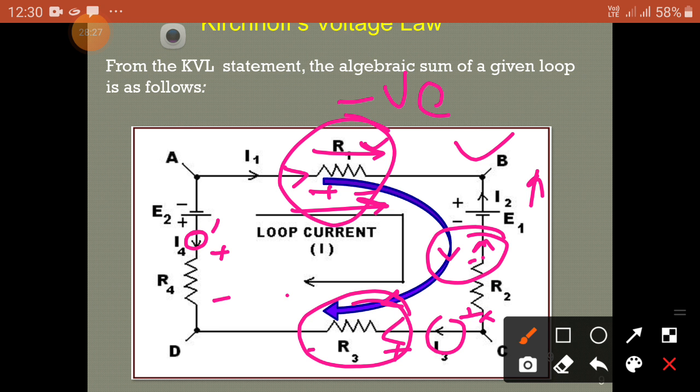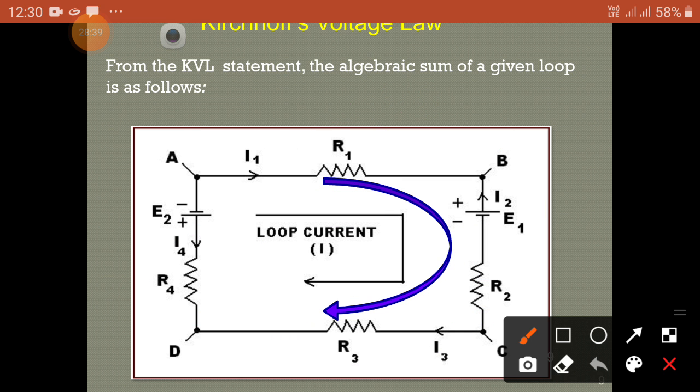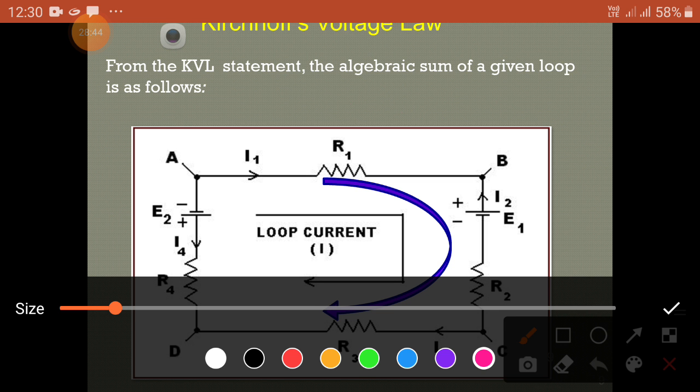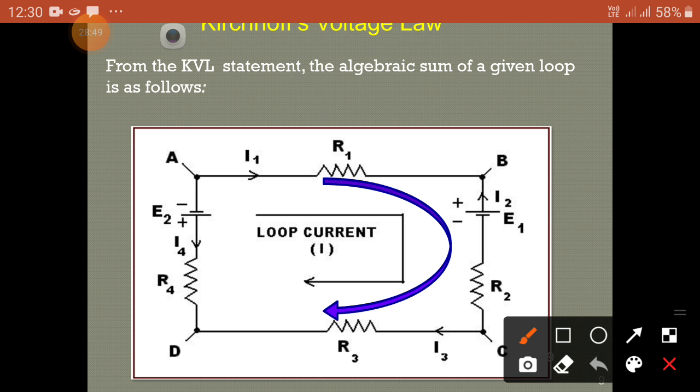Now in this case, the current is flowing in this direction, the loop direction is the opposite direction, so you have to take this drop as positive. Please see once again. Here, the current is flowing in this direction and the loop current is flowing in the same direction. This drop should be taken as negative.